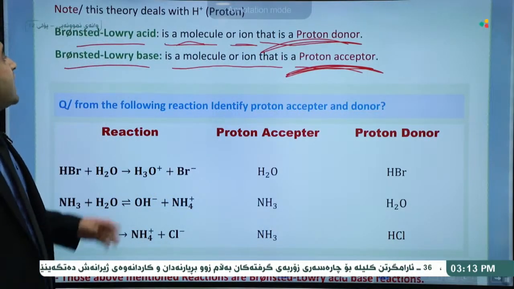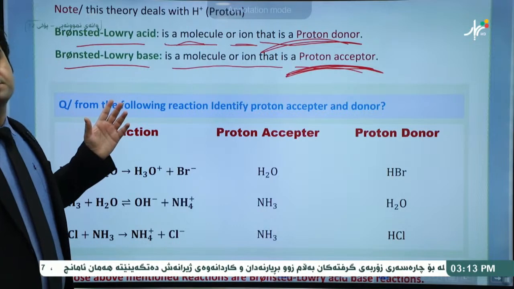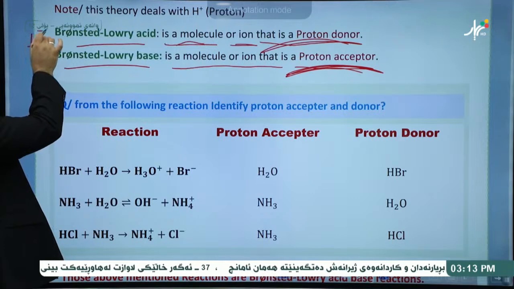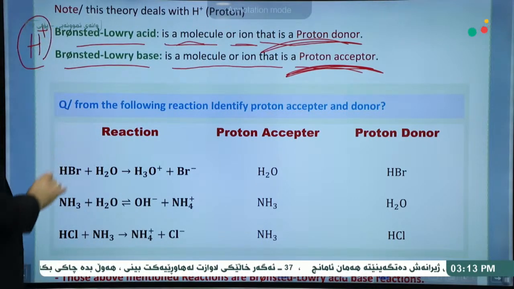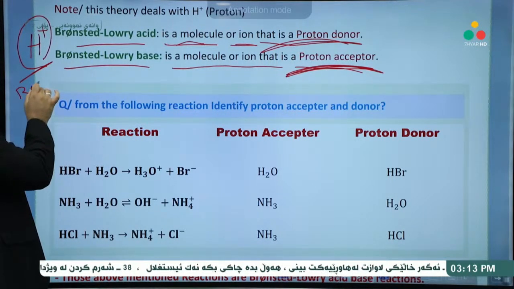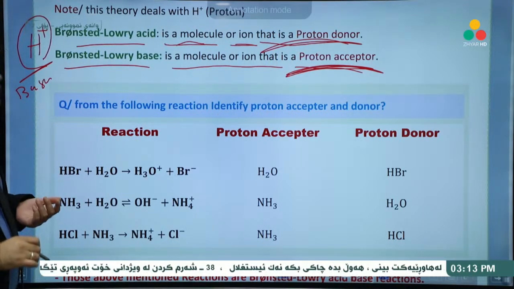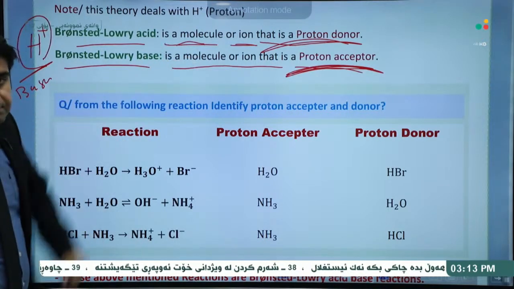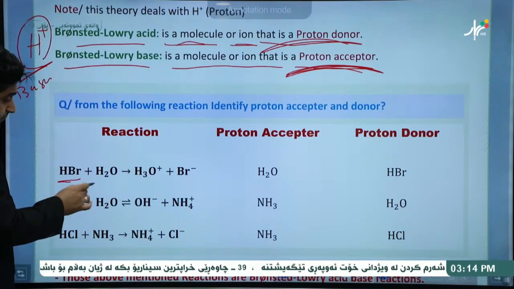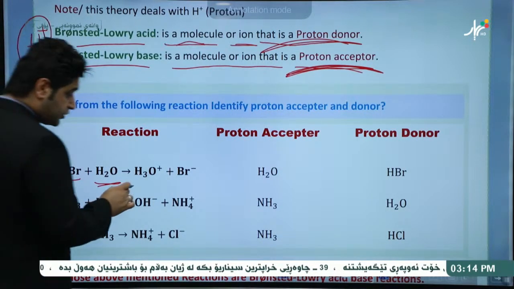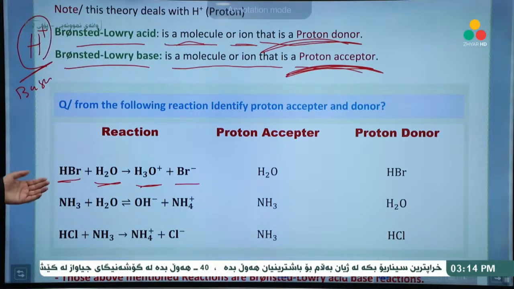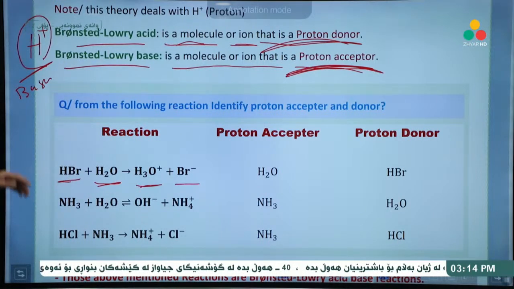So now we have two new expressions of acids and bases, and in here we depend on the proton. If the molecule or ion accepts a proton, it becomes the base. And if it releases a proton, it becomes an acid. Well, in here, HBr plus H2O producing H3O plus and Br minus. Now let's identify the proton donor and proton acceptor.